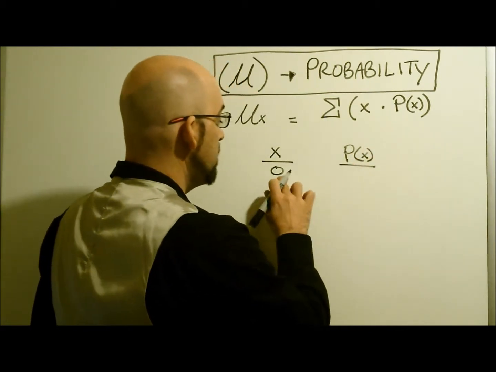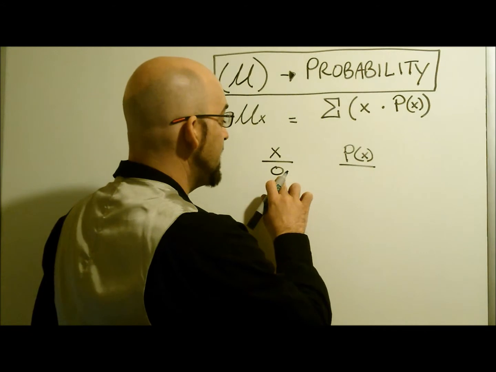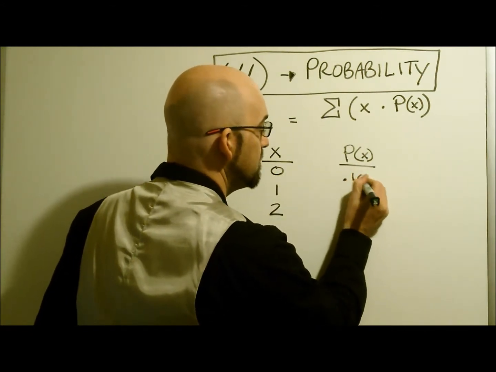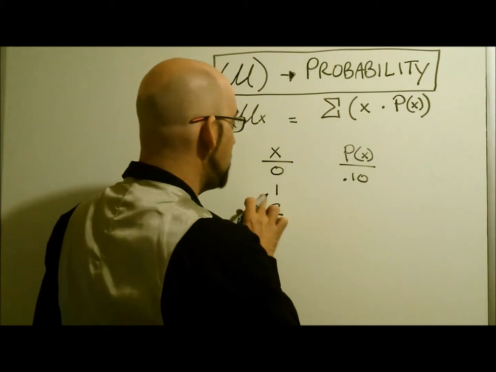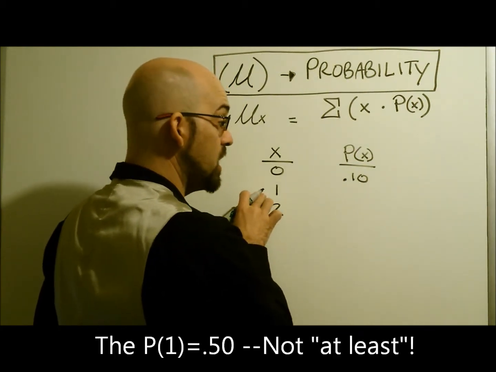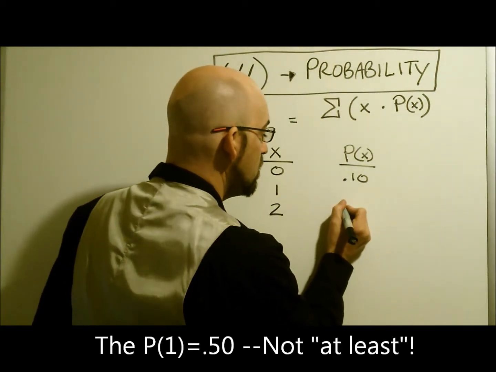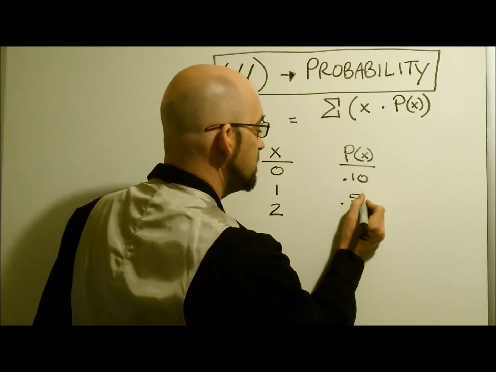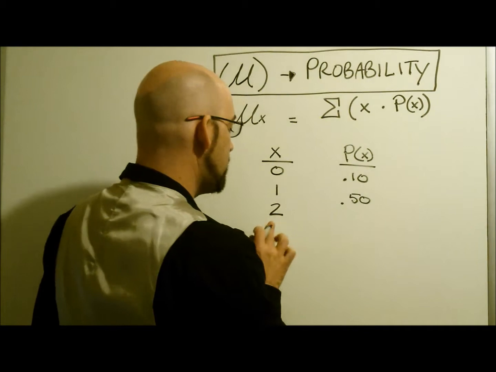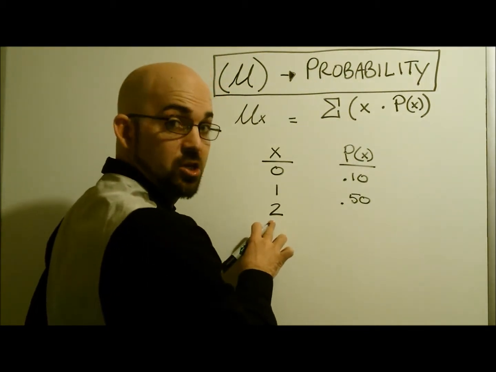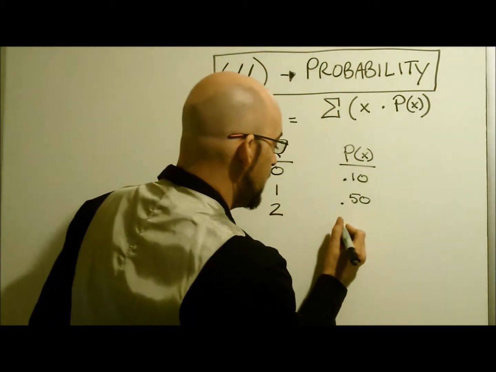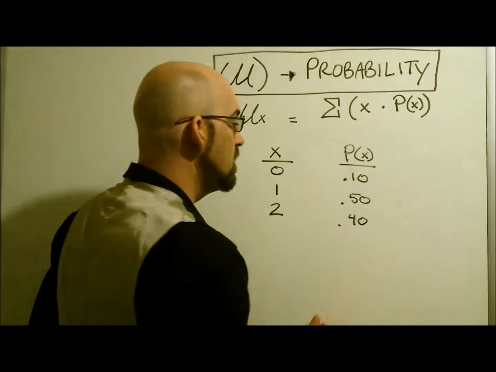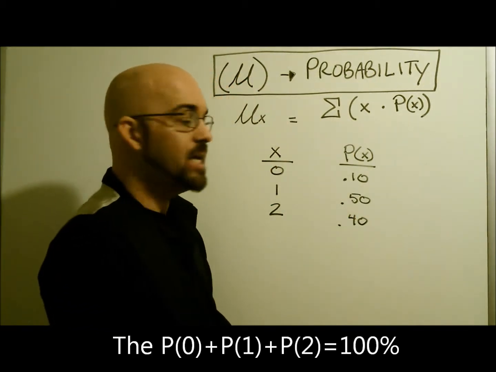let's say the probability of making 0, we'll say that's 10%. The probability of making at least 1, well, we'll call that 50%. The probability of making 2, well, that's going to be 40%. So, how would we find the mean?